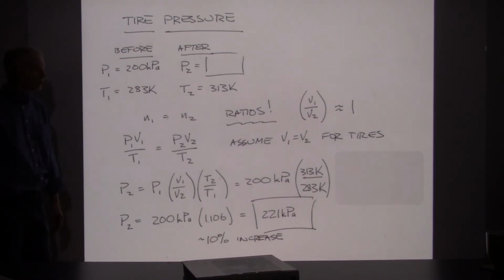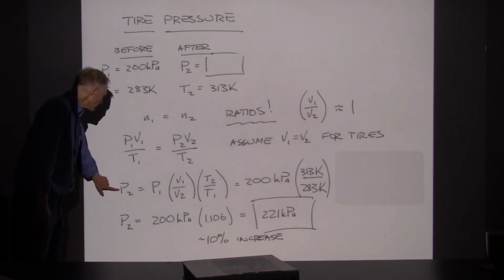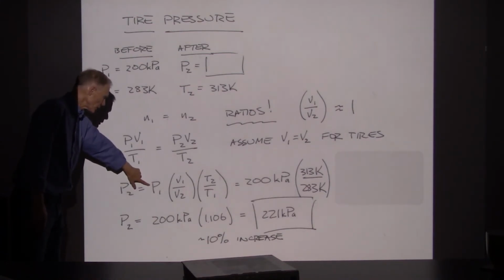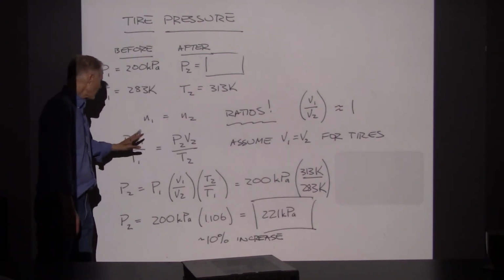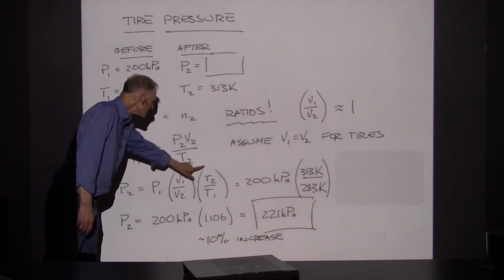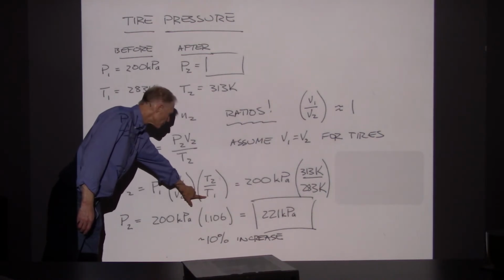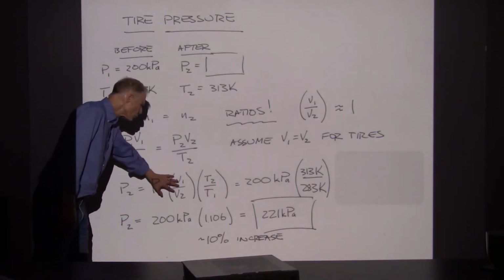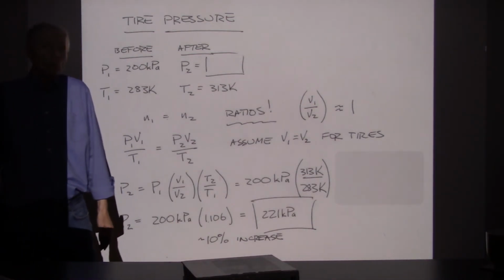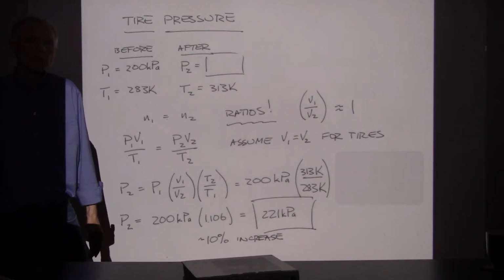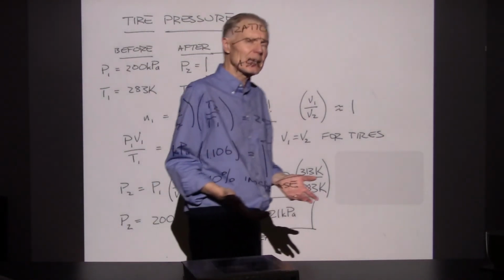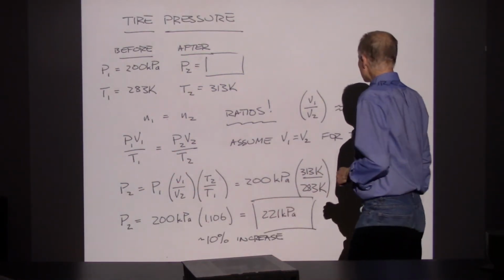I could use ratios. So the pressure at the higher temperature is equal to the original pressure times, let's see how the ratios work, V1 over V2 and T2 over T1. Now, do we know any information about the volume? I don't. They didn't give us any volume information. I don't know how to judge or estimate the volume of this tire.